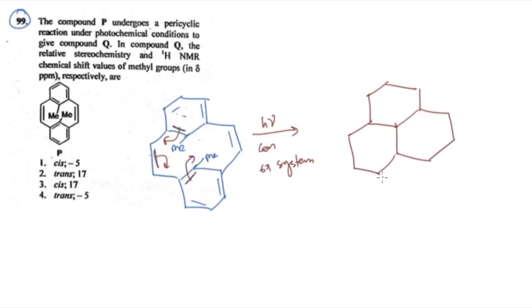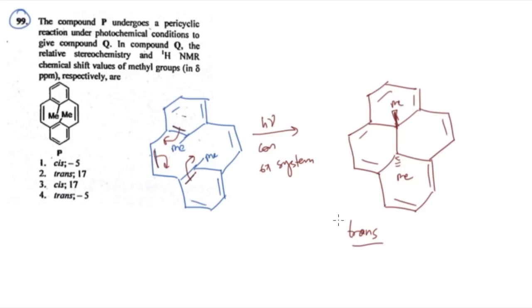So let me just draw it. Okay, it will look something like this, and both these methyl groups will go trans to each other. You can find it out with the shortcut trick which I have explained to you guys in the previous videos. So yes, it will give you trans. Both these methyl groups should be trans to each other. The main thing I want to discuss over here is the chemical shift of it, right?